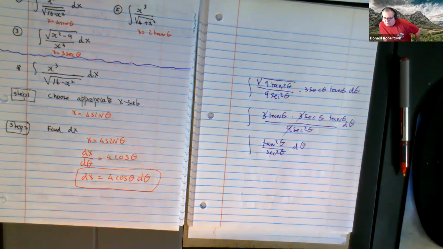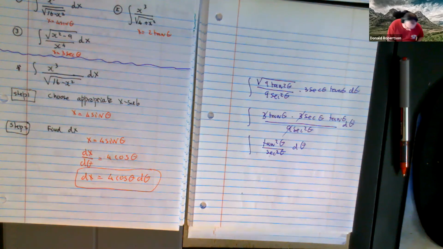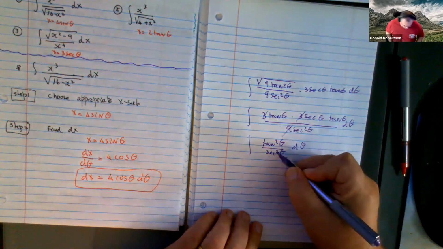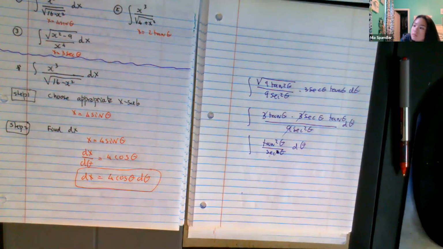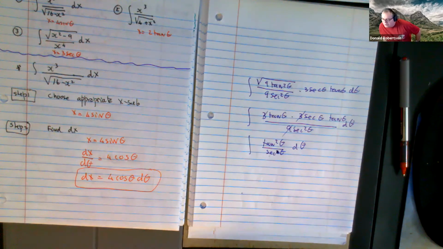So what is my alternate strategy to integrate this guy? Would the secant squared on the bottom just be secant? Because doesn't the secant on the top cancel out? Right. Oh, okay. Secant, yes. Same problem. The u sub still doesn't work.